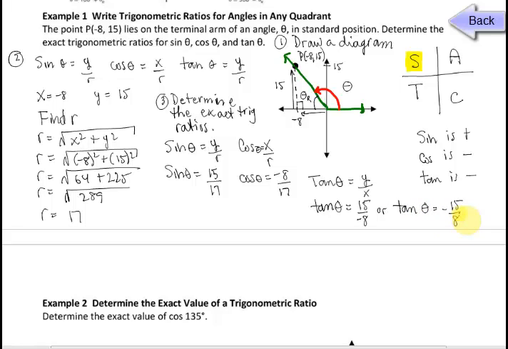Okay, so using our formulas and determining what our sine, cos, and tan ratios are, is sine positive, cos negative, and tan negative? And it is, right? If you take a look at sine of theta, it's 15 over 17, that's positive. Cos of theta is -8 over 17, that's negative. And tan of theta is -15 over 8, which is also negative. Okay, and that concludes example number 1.